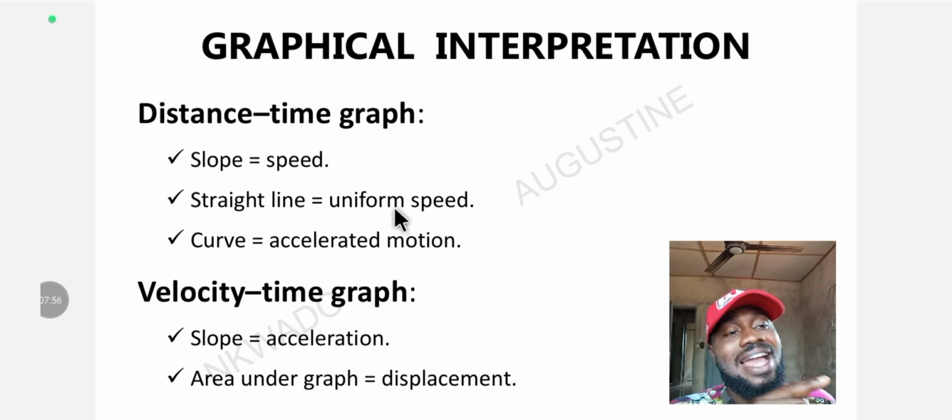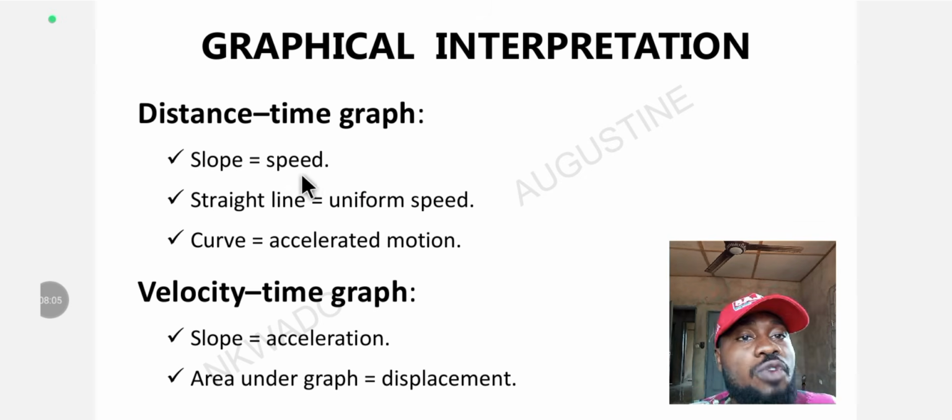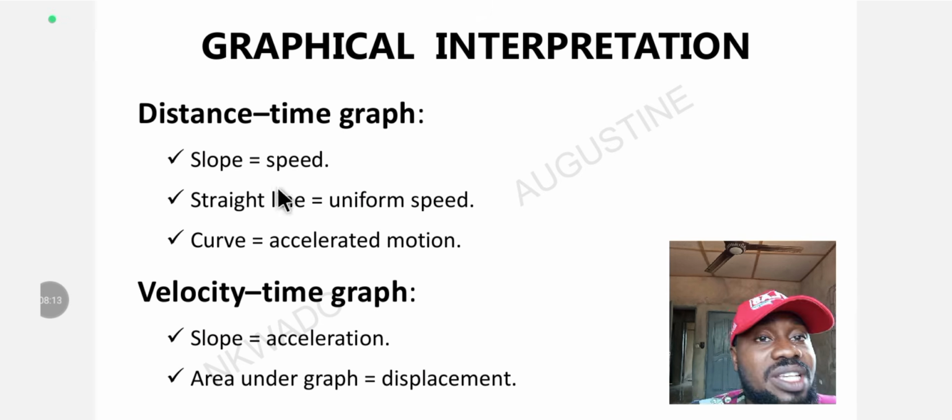The straight line in the graph, after plotting the graph, the straight line there is equal to what? Uniform speed. So if they say look for uniform speed, you can find the straight line there. You pick straight line as uniform speed.